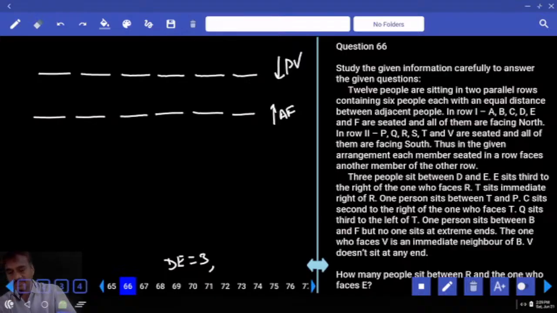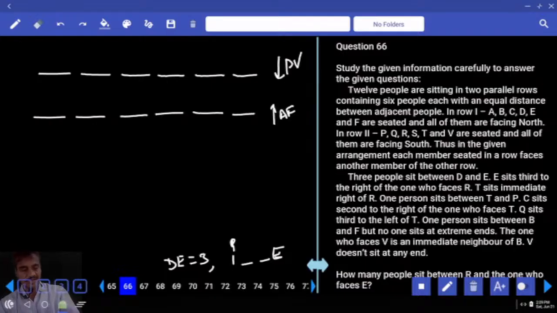E sits third to the right of the one who faces R. E is sitting third to the right of whom? Third to the right of the one who faces R. That means E must be to the right hand side of D. Now E is to the right hand side of D. Then what is the possibility we have here? Then E is to the right of R's opposite. Third to the right. Who is that person?